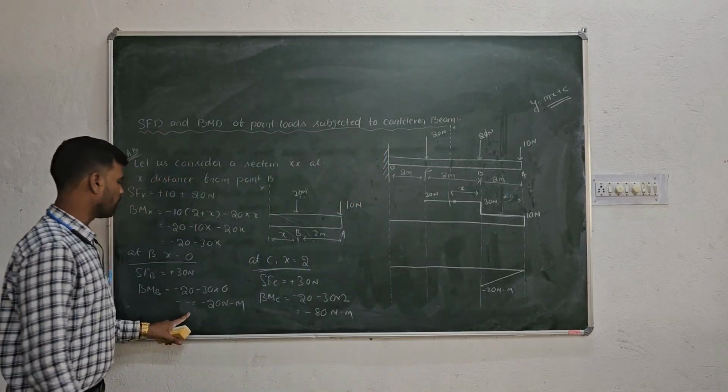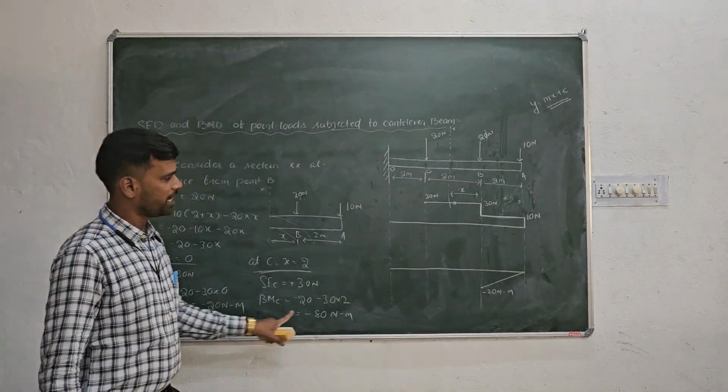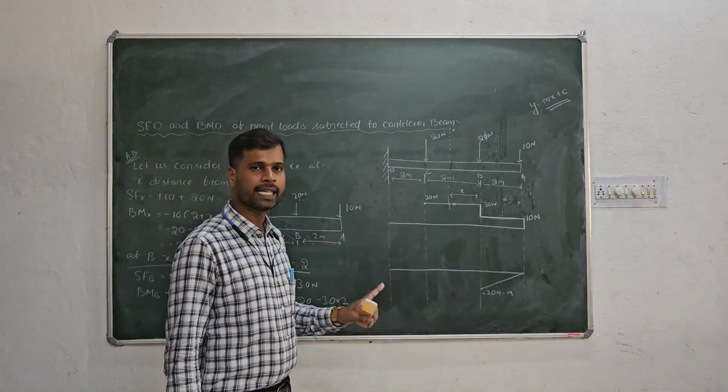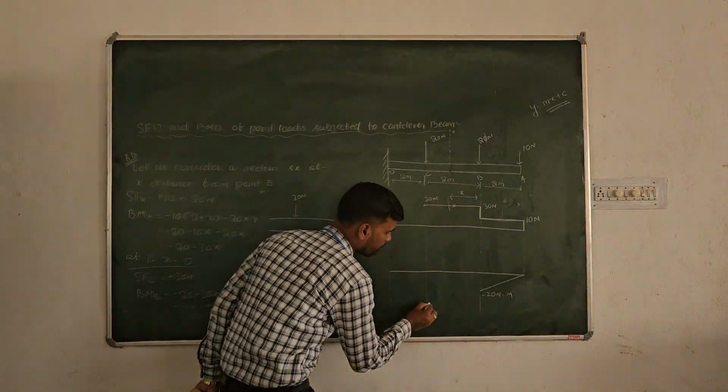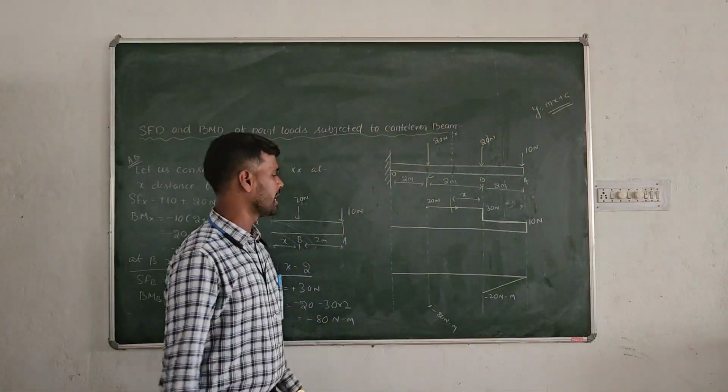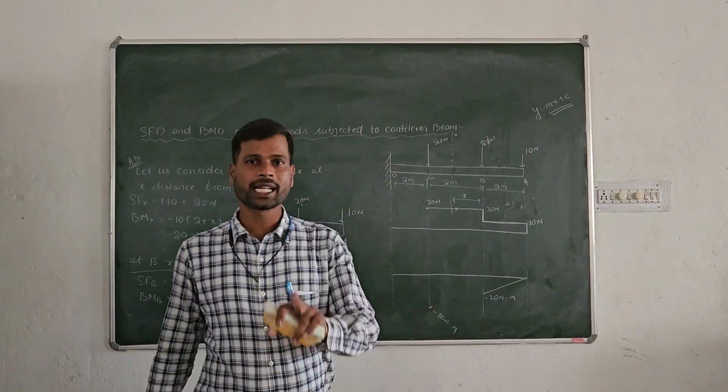In this case also, the bending moment at point B is minus 20 Newton meter. And at point C, that is minus 80 Newton meter. So this is the point where minus 80 Newton meter is there. Again the question is whether from here to here it will be a straight line or a curve.